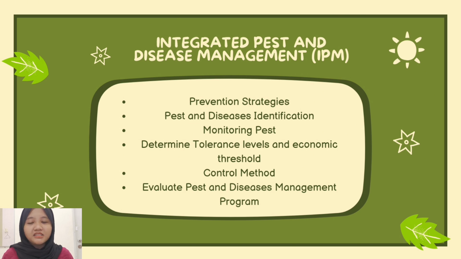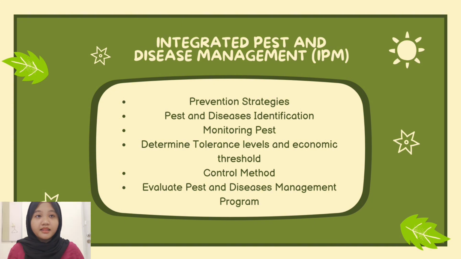A disease is described as an organism that changes the normal state of the plant by disturbing the function of the plant. This is often caused by a disease-causing agent, pathogen, environmental factors, inherent defect of the plant, or a combination of these factors. Next is monitoring pests.